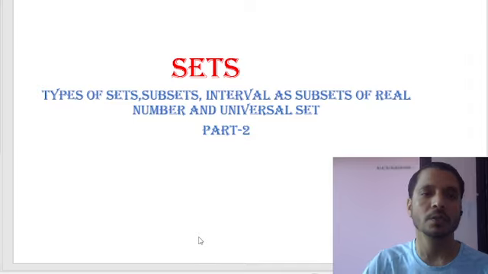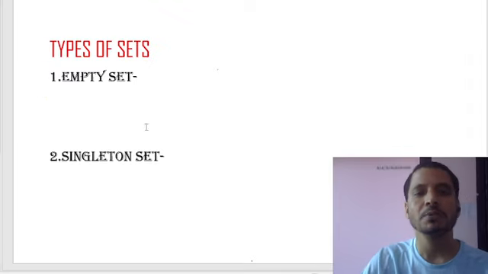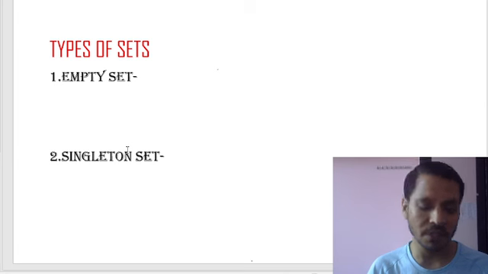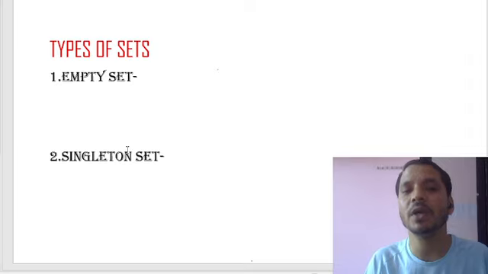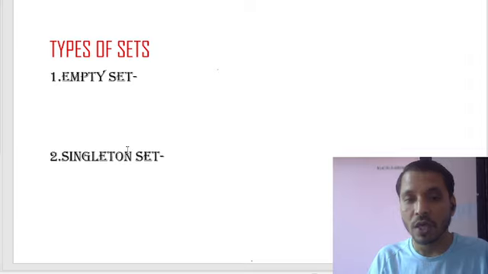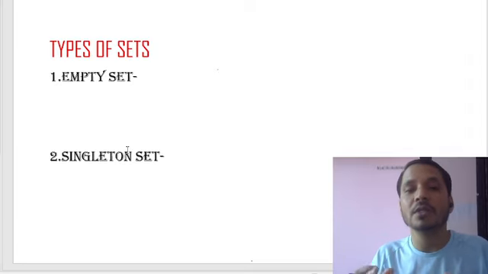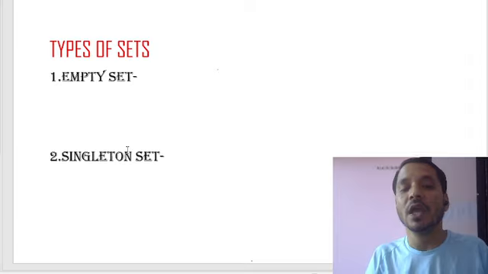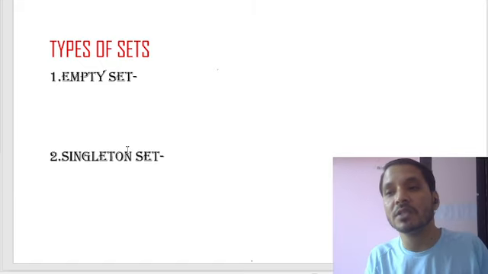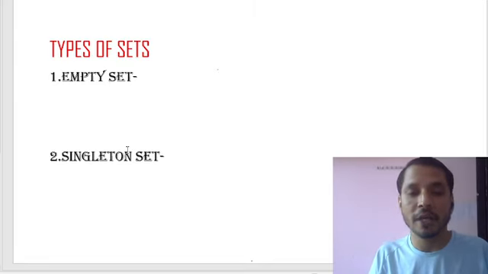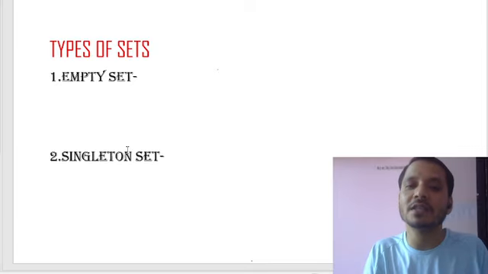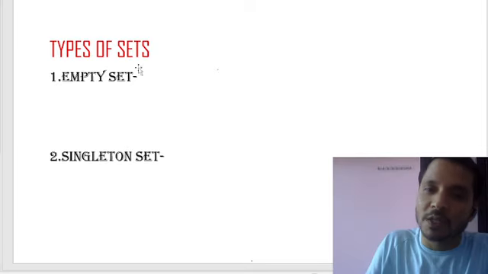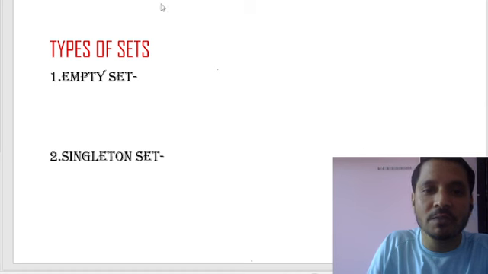The first topic for today is types of sets, and the first one is the empty set. What is the meaning of the empty set? First of all, can you tell me what is the meaning of the word empty? Empty means nothing, void, or null. So the set which does not consist of any element is called the empty set, or void set or null set. So first of all, we will write another name of this empty set.